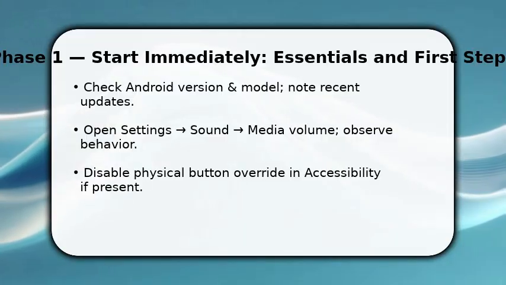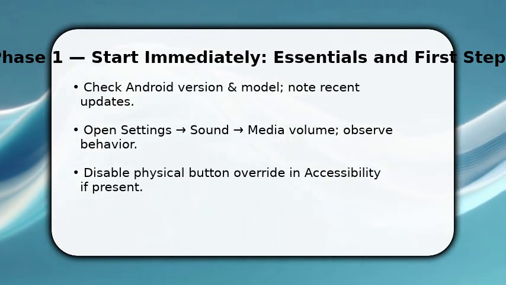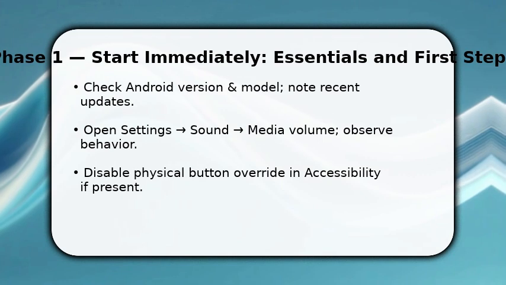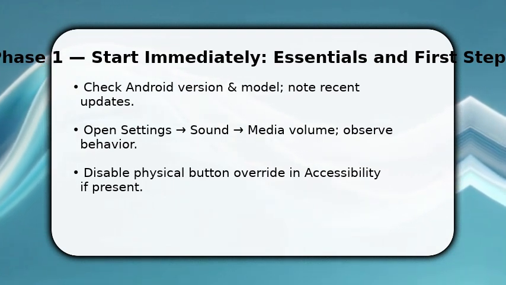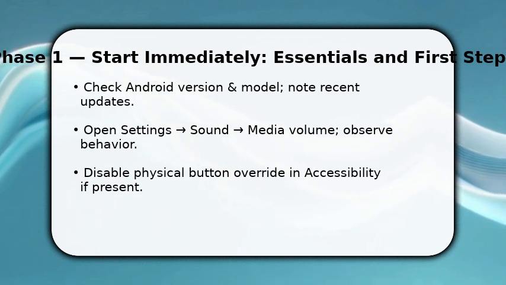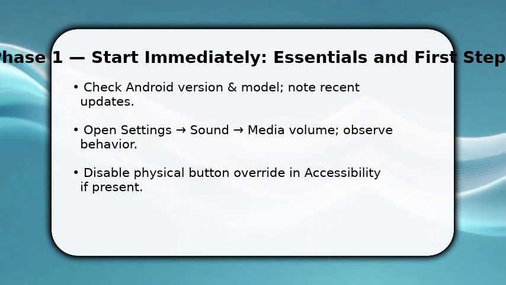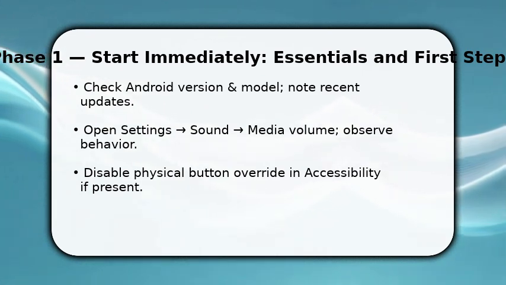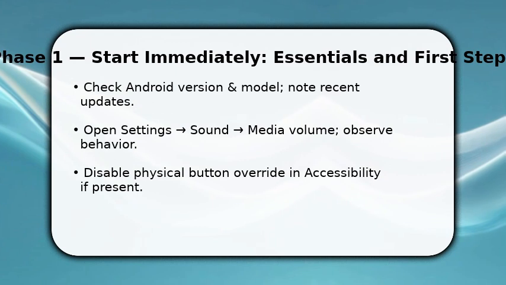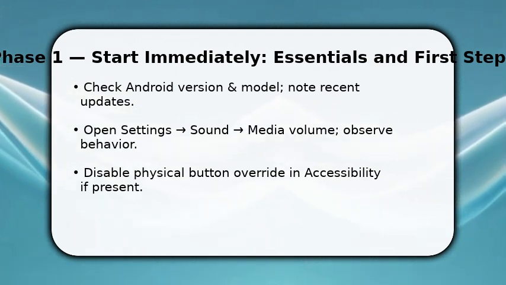You begin by confirming essentials, Android version and recent updates, because system changes often cause volume drift. Once done, open settings and go straight to sound, then media volume, and watch if it rises with no input. If you have accessibility features that map physical buttons, disable that toggle now. This prevents accidental software overrides. Make sure you also reboot after changes so the system resets audio services.